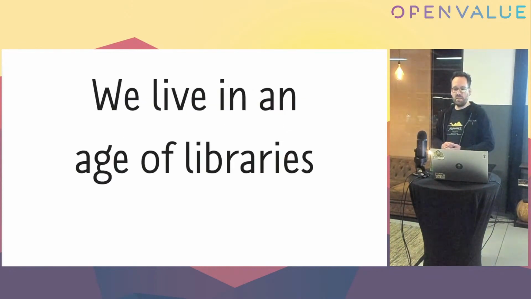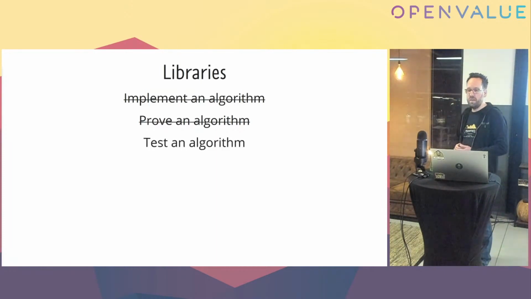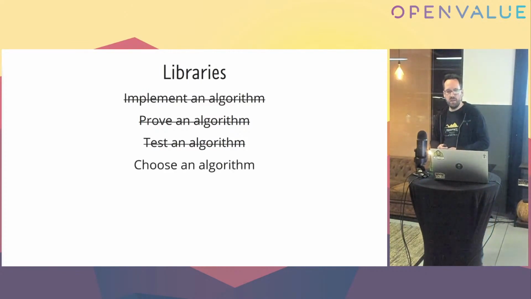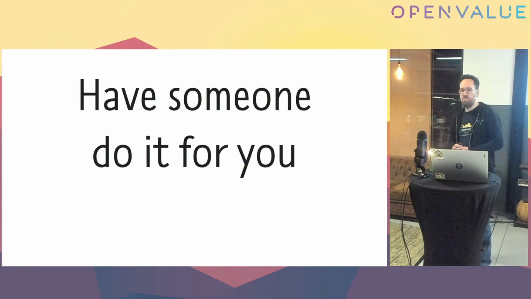And the nice thing is we don't have to prove algorithms anymore because we have libraries that we can use. And libraries can implement an algorithm for us so that we don't have to do it anymore. And it can prove that it is correct so that we don't have to do it anymore. And the library can test it for us so that we don't have to do it anymore. We only need to choose the correct one. So how do we do that? Well, the simplest thing is ask someone to do it for you.